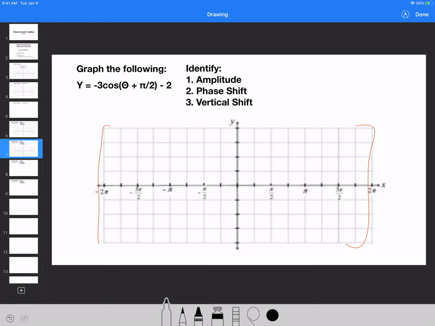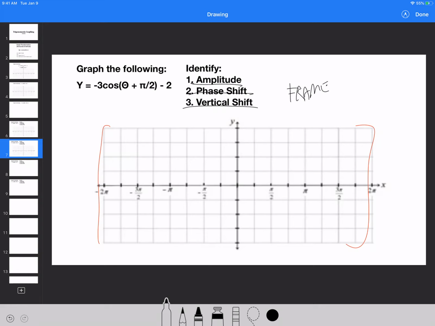Alright, so let's try this question on your own. And if you're writing down on your notes, please have this written down somewhere. And please try doing the amplitude, phase shift, and vertical shift. Make sure you have the framework first, and then plot it for me once you have it.